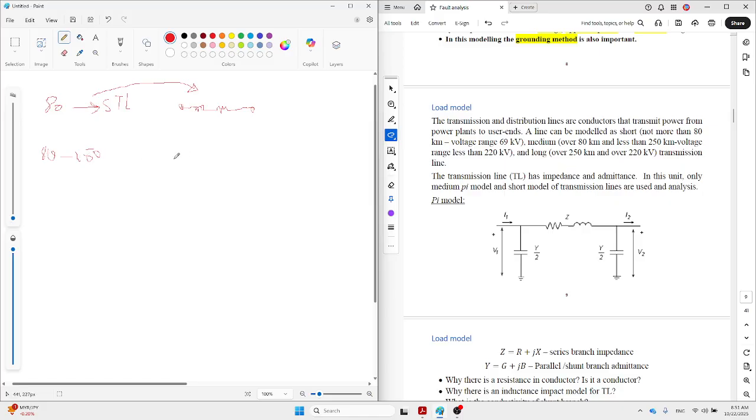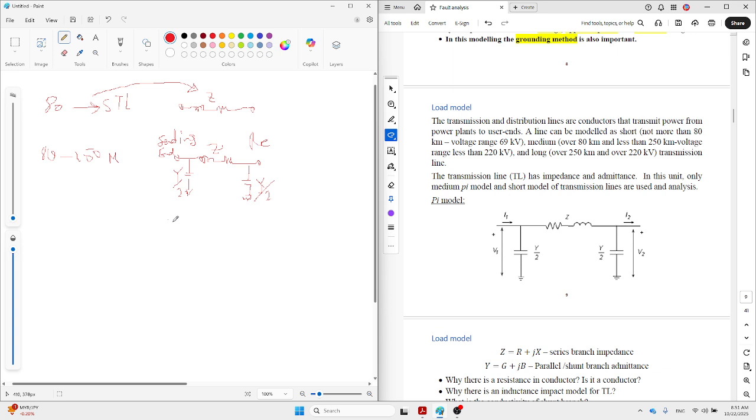So 80 to 250, we call it the medium transmission line, and the model comes out as a pi or T model. So you can see this is pi. This is ground, this is the pi model. This is Z, the same as here, and here is Y, which is the capacitive effect, over 2, half for the sending end, we call it here, and here is called the receiving end. Again, Y over 2 we have.